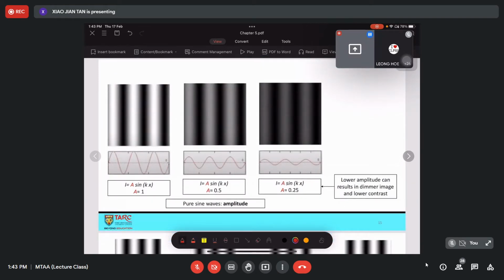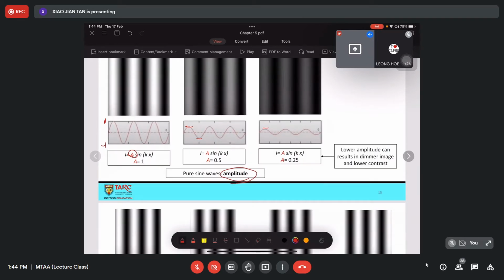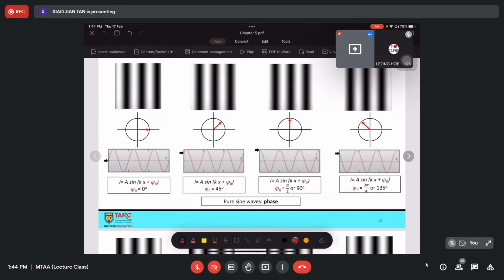Okay, and now we have an A. A is actually referring to the amplitude. So when you have A, for example, this is 1 and this is -1. When you have A in full length, 1 to -1, you would have a bright image. When your A is reduced to 0.5, you will have a dim image. And later on, the dimmer the image, the darker the image. Okay, so this is how amplitude affects the sine wave.